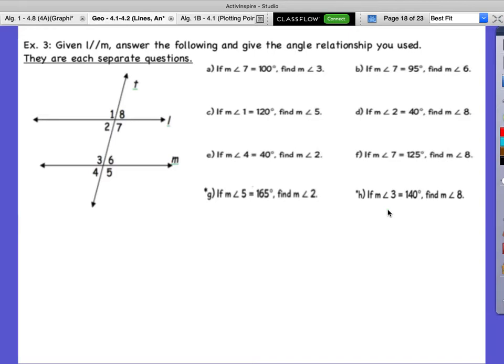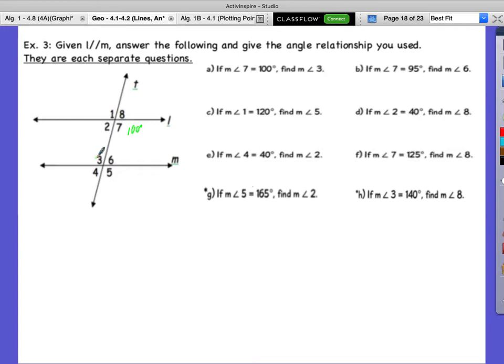Okay. Given that L is parallel to M, line L is parallel to line M, answer the following questions and give the angle relationship we used. So they are separate questions. Question A: if the measure of angle 7 is equal to 100 degrees, find the measure of angle 3. Write this in pencil, not pen.